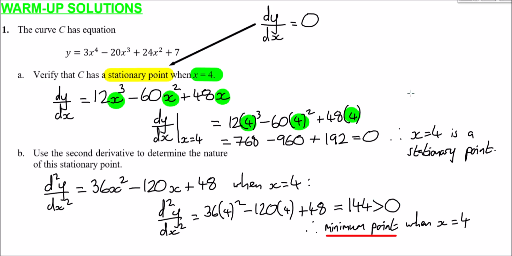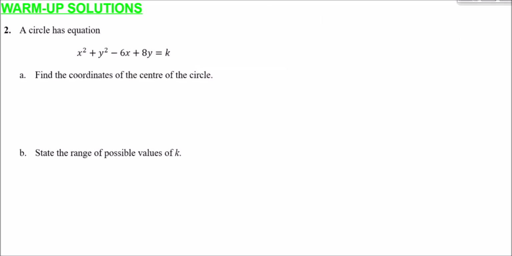Let's now have a look at warm-up question 2. Number 2, we've got this circle, and first of all we need to find the coordinates of the centre of this circle. So what we do here is we complete the square for the x terms and the y terms separately. So x squared minus 6x, and then y squared plus 8y.